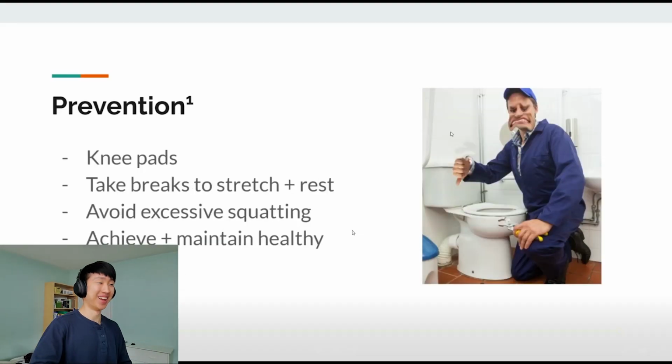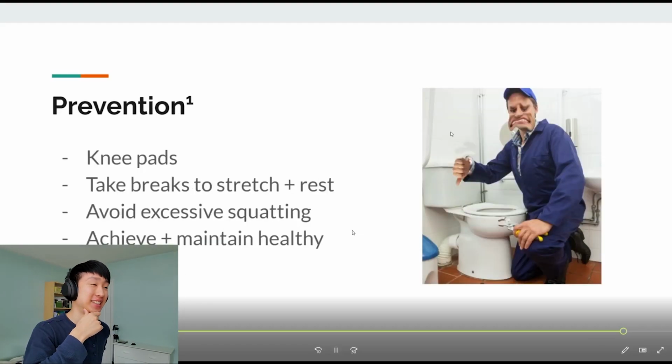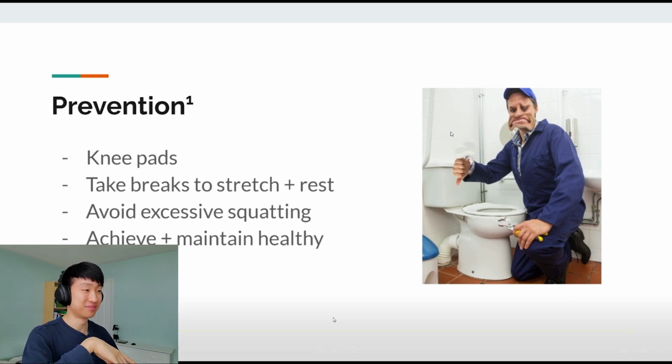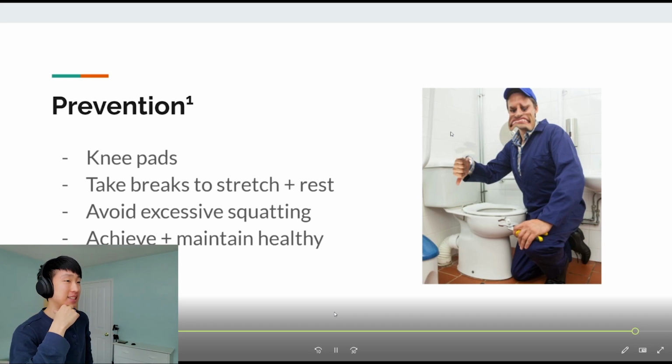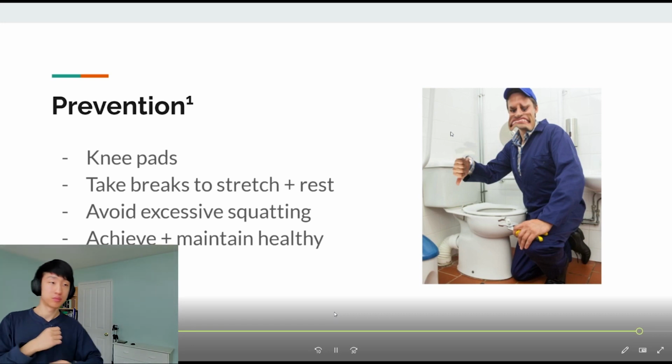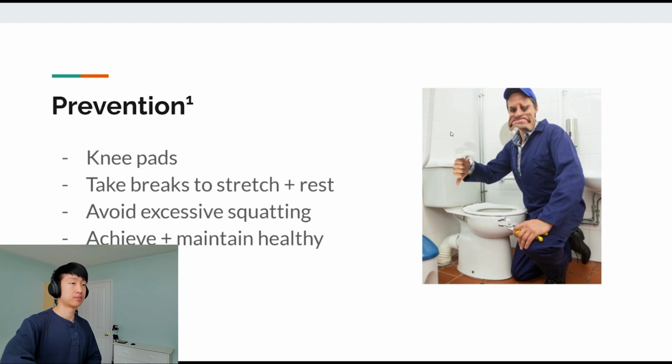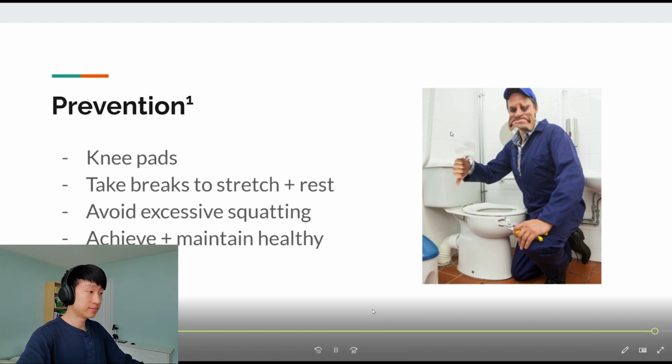So, in terms of prevention, you can wear knee pads to protect your knees from excess friction or pressure on the joint and on the bursa. You can also take breaks to stretch and rest, and you should probably avoid excessive squatting and general overuse of your joints in order to keep them healthy in the long run, because you don't want to have recurring bursitis. And the last thing is to achieve and maintain a healthy weight so that there's less pressure and friction in your joints. Now that Joe knows how to prevent himself from getting bursitis, he's happy.